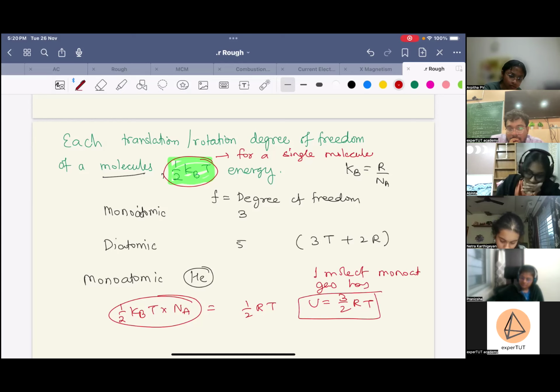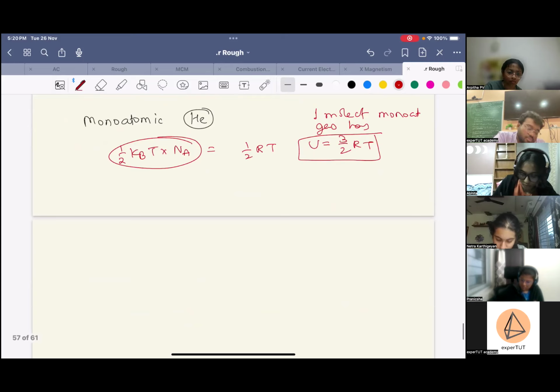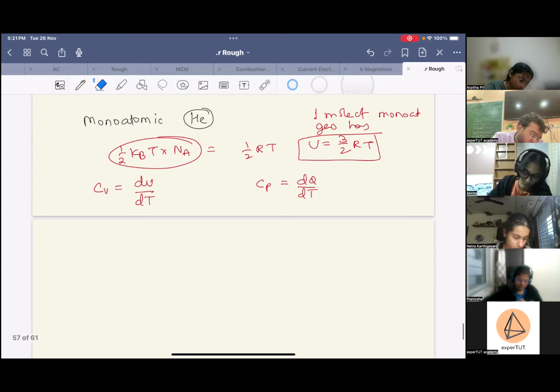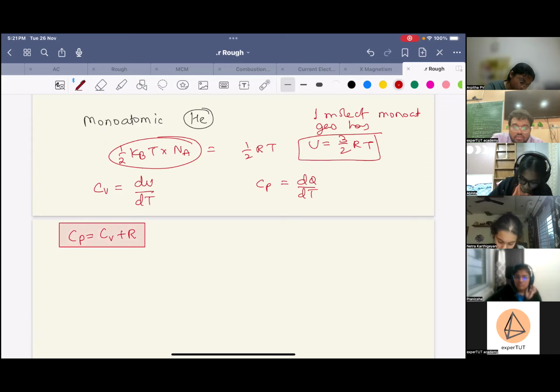समझ में आया ये? समझ में आ गया कि नहीं? Now there are some terms called Cp and Cv, which you will understand after we are done with the thermodynamics chapter, which you are not done. ठीक है. तो Cv होता है dU by dT, और Cp होता है dQ by dT. अब और एक फॉर्मूला होता है Cp is equal to Cv plus R. ये भी फॉर्मूले हैं, ये भी हम पढ़ेंगे इन थर्मोडायनेमिक्स.